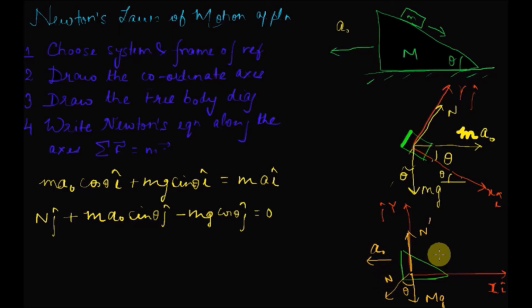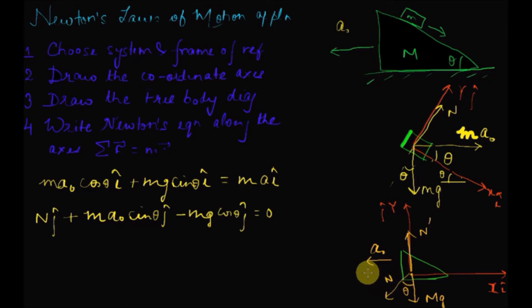The third force will be N dash, which will be the normal reaction due to the ground. So as I mentioned, whenever any two surfaces are in contact, there will be normal reaction at the contact surface. So ground will exert a normal reaction N dash perpendicular to the surface, which is along the y direction. So now the fourth step will be Newton's equation along the axis. So along the x-axis, what forces will I have? I'll have this n sin theta. The component of n along x-axis will be n sin theta, and it will be in the negative x direction.